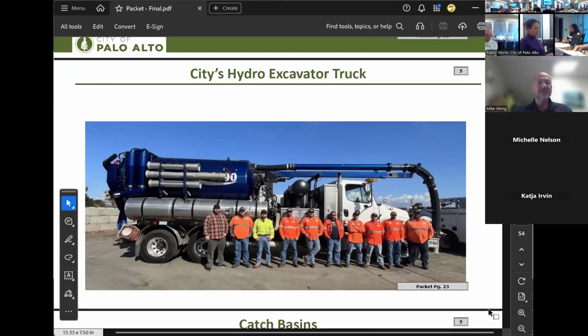So you've seen this truck before. This is our hydro excavator truck, a very important tool in our arsenal to keep the storm drains maintained. This is a very powerful vacuum cleaner per se, and it also has high pressure water with special nozzles where we can actually clear blockages in pipelines. We're able to use that so that we can clear the blockages without damaging the pipelines as well. Next slide.